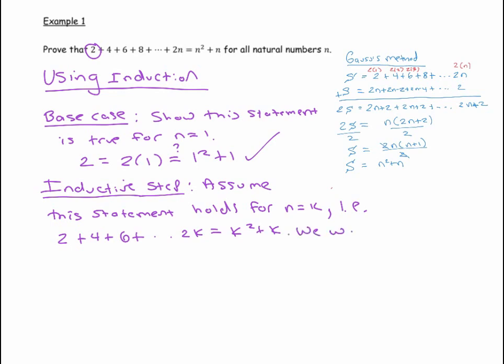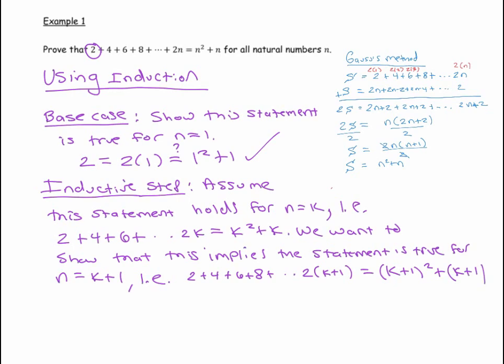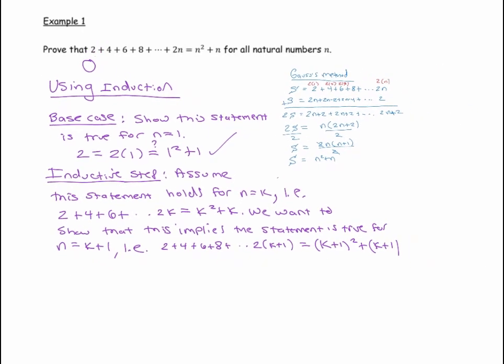We want to show that this implies the statement is true for the next natural number after that. In other words, we want to show that 2 plus 4 plus 6 plus 8 all the way up to 2 times (k plus 1), and you have to be careful because the next one would be 2 parentheses k plus 1, is equal to (k plus 1) squared plus k plus 1. Okay, so I was very explicit about what we're trying to show, just for this first video, at least.